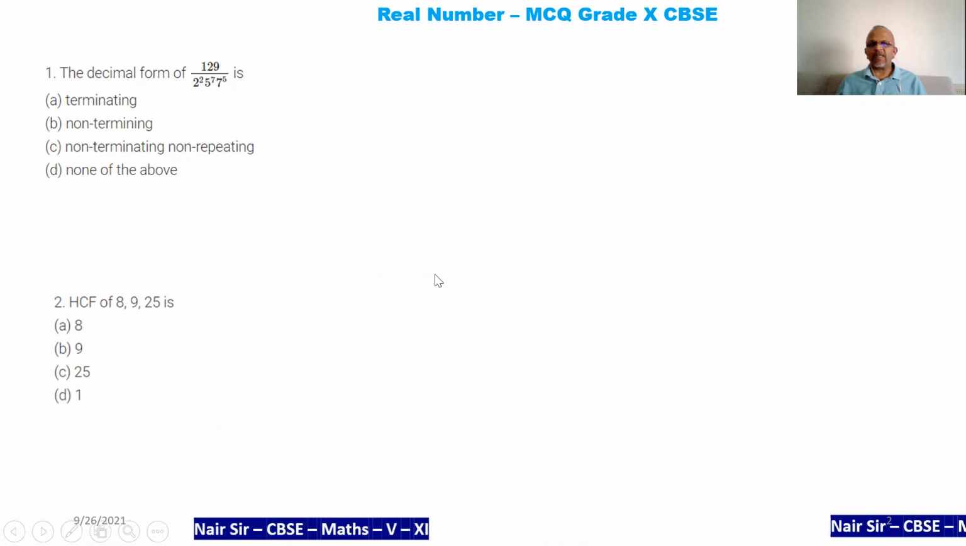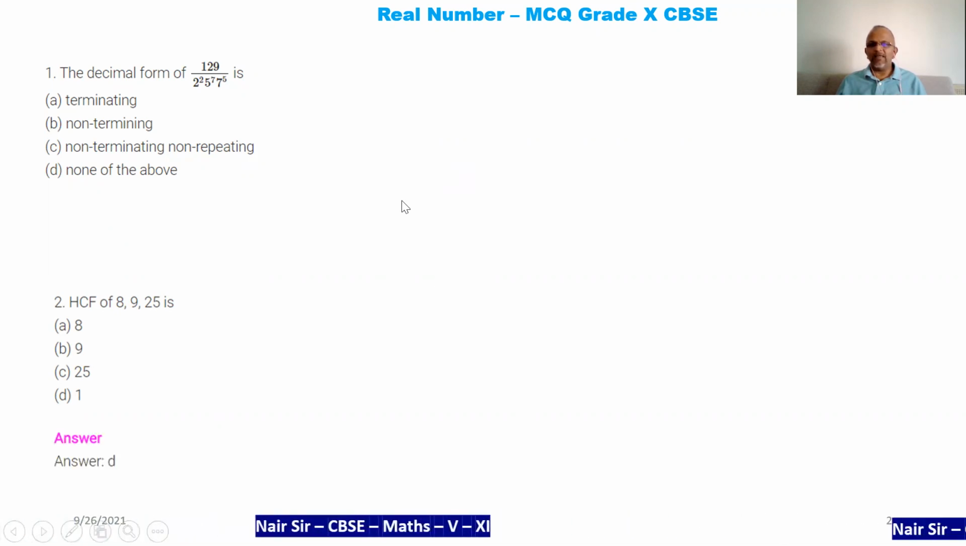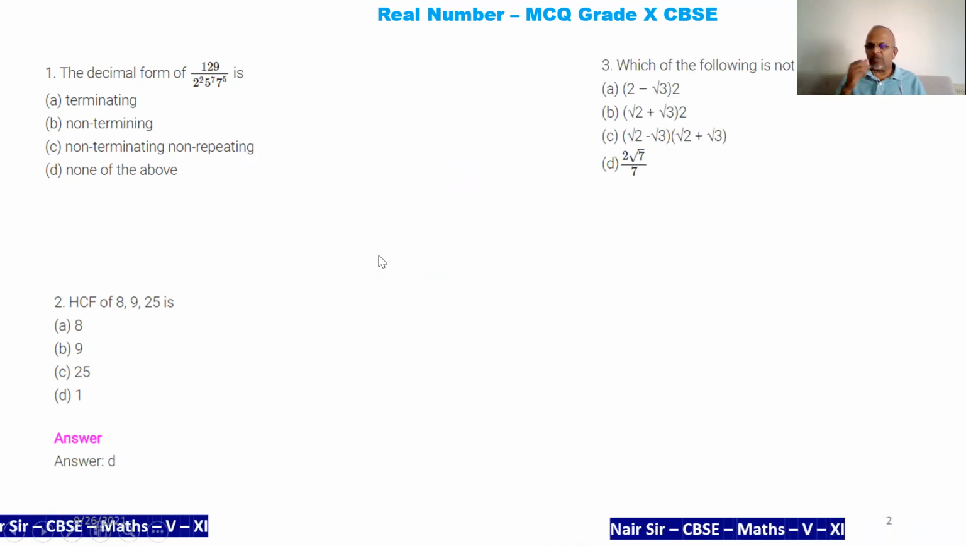The second question, HCF of 8, 9 and 25 is, it's a very simple straight question. There is no common factor of 8, 9, 25. Answer is 1. That is D. Let's take the third question.